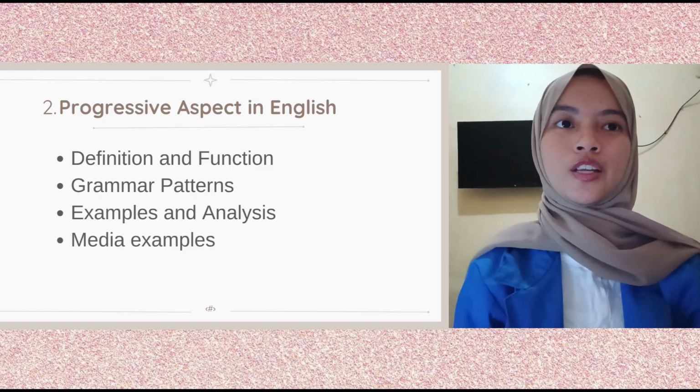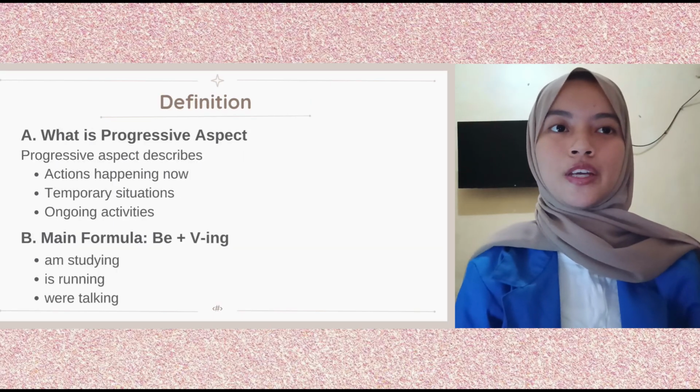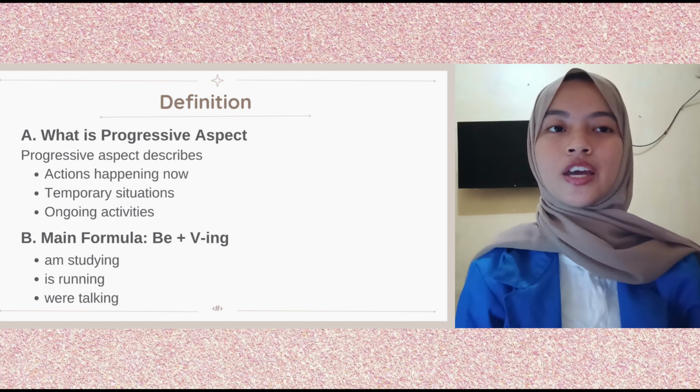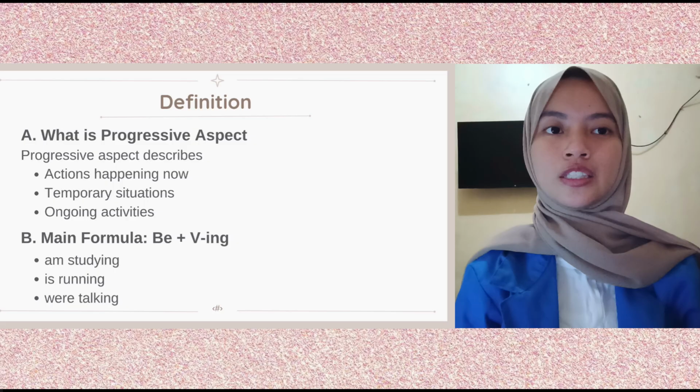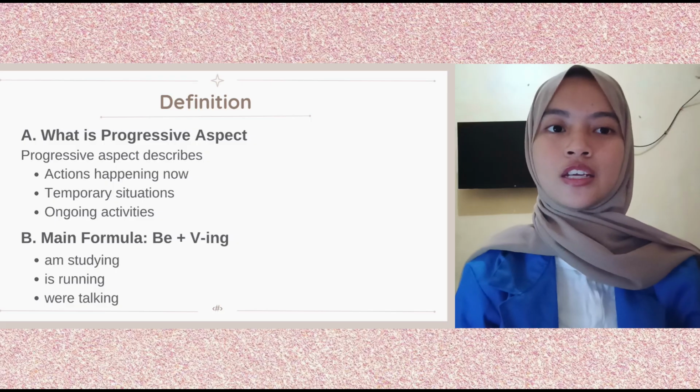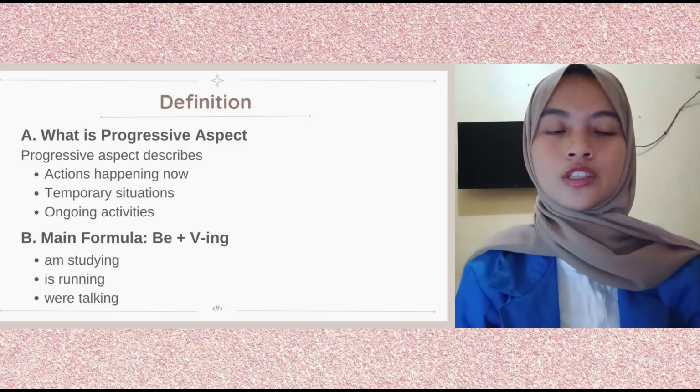Part 2. Progressive aspect in English. The next topic is the progressive aspect in English. The progressive aspect describes actions happening now, temporary situations, and ongoing activities. The main formula is be plus verb-ing. For example, am studying, is running, we're talking.